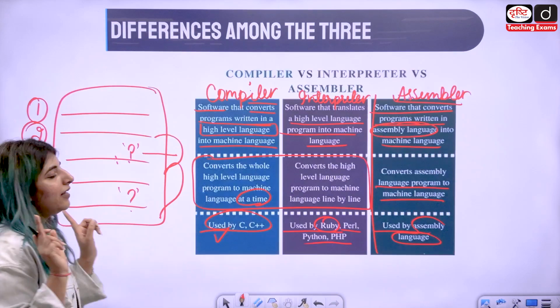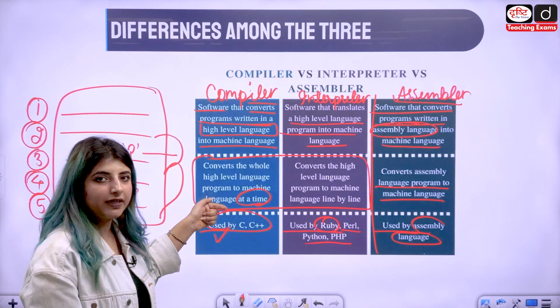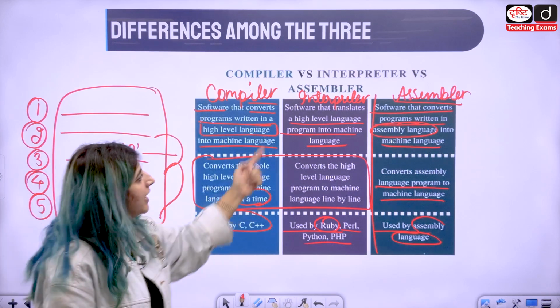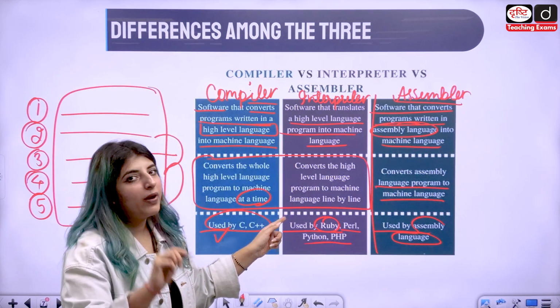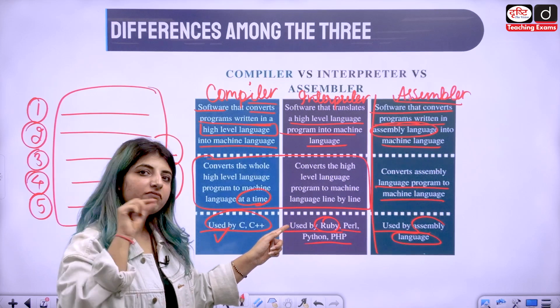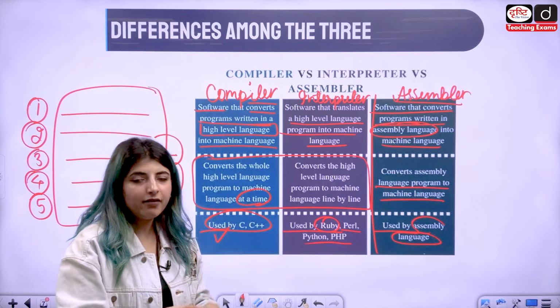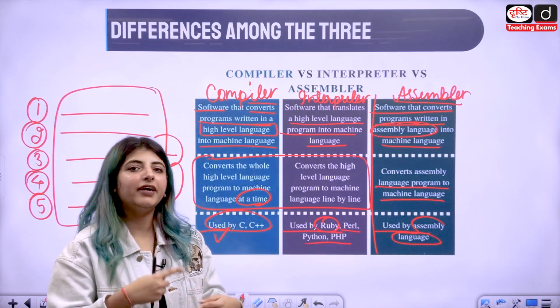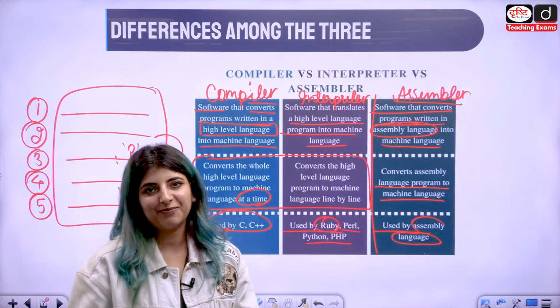Correct? So again, I'll repeat one thing here. Compiler: whole document at a time, errors at the end. Interpreter: line by line, wherever the error is, the program will stop there. You will have to first of all correct the error and then move forward again with the execution of the same program, with the translation of the same program, right?